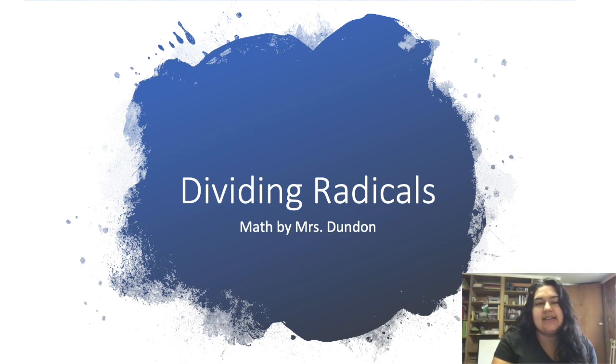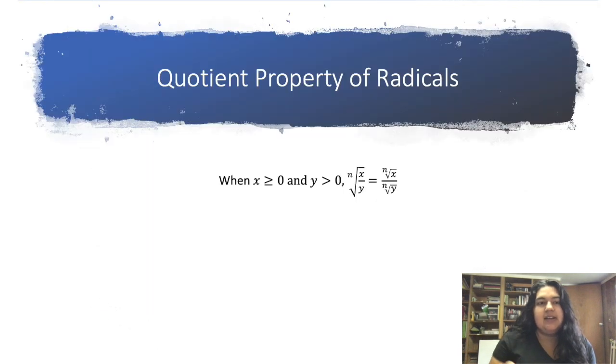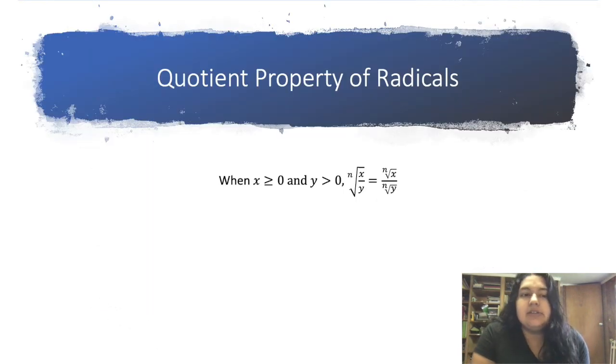We're going to be looking at dividing radicals. Let's get started. The quotient property of radicals is when you have x and y. X needs to be greater than or equal to 0, and y needs to be greater than 0.